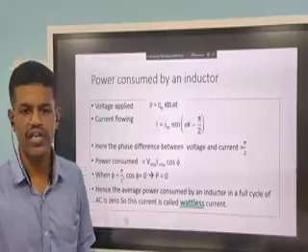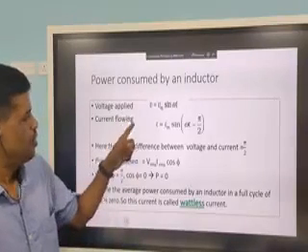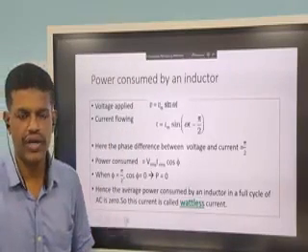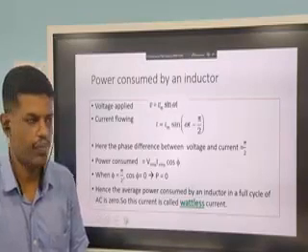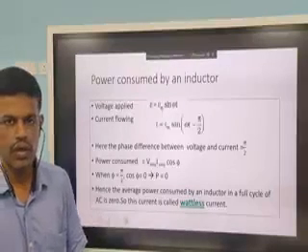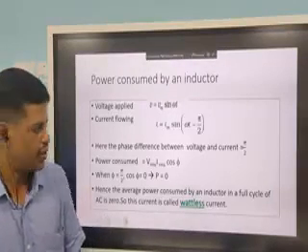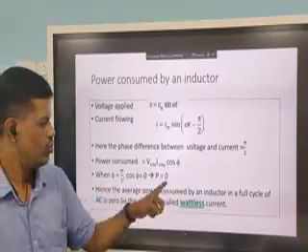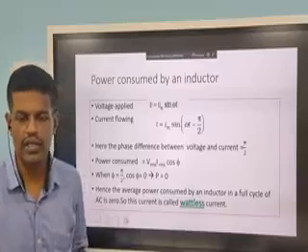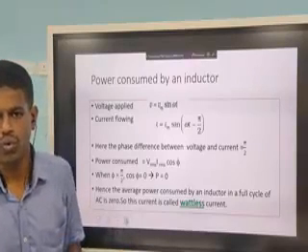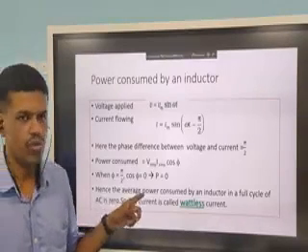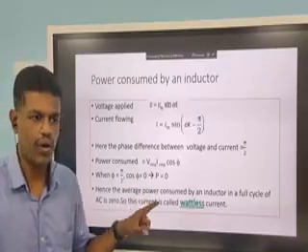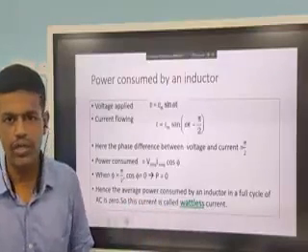Power consumed by an inductor. In an inductor, what is phi? In a pure inductor, phi is equal to 90 degrees. Cos phi is equal to cos 90, which is 0. So the power consumed by an inductor is 0. Since the current through an inductor is not consuming any power, it is called wattless current.